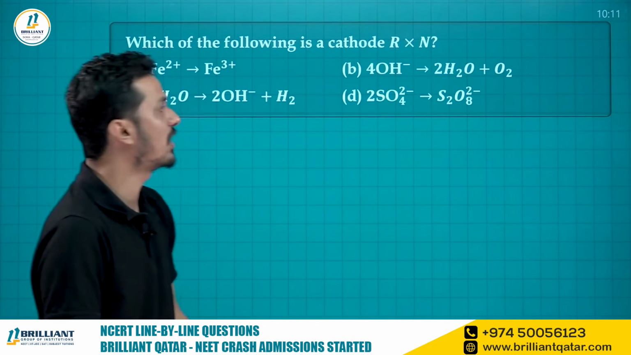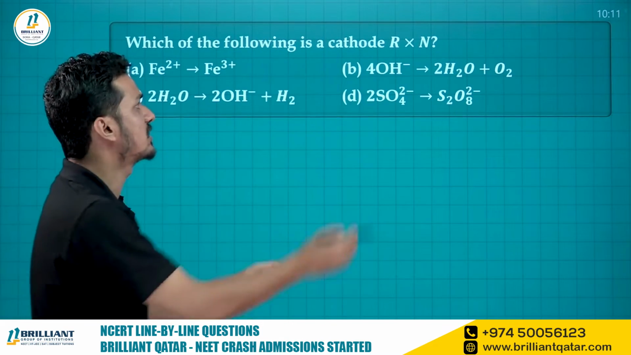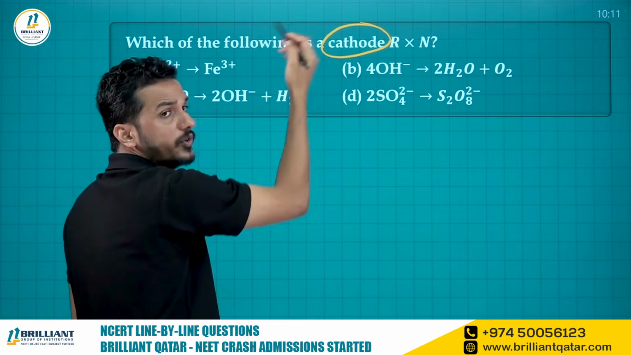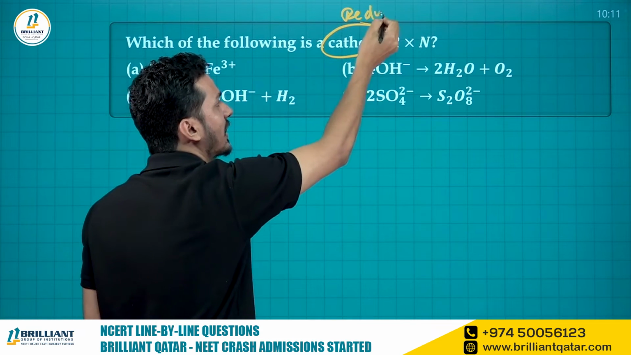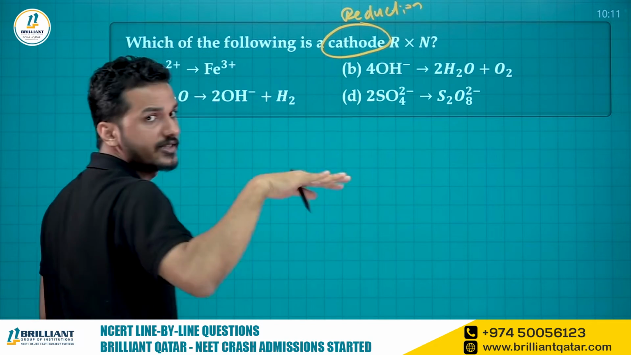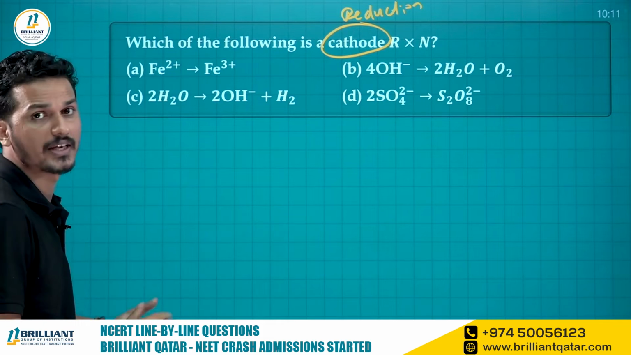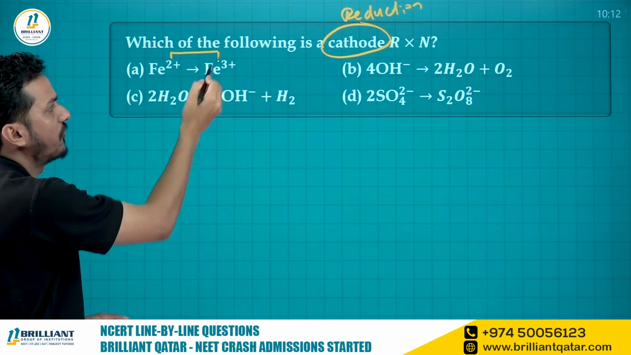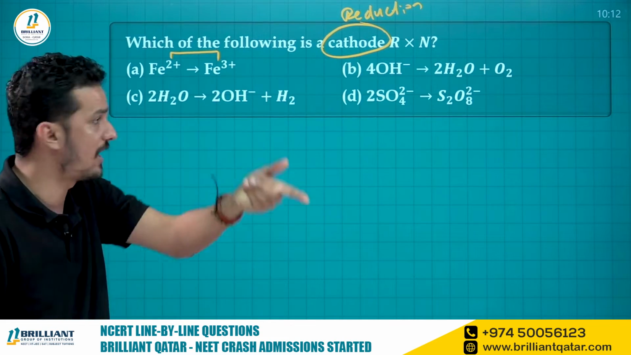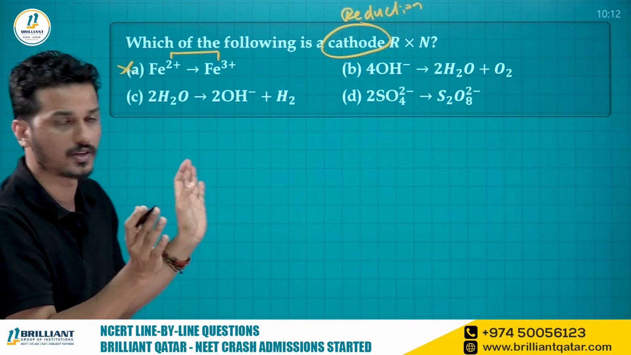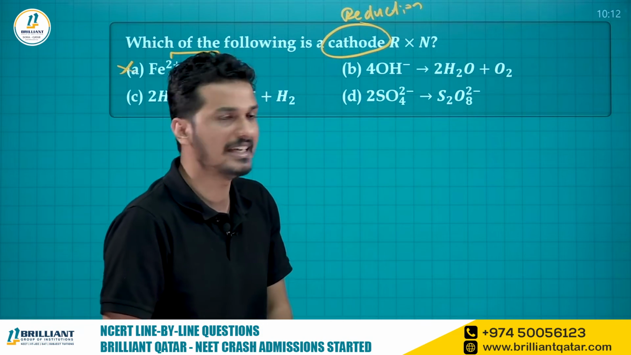This is the next question. What's the question? Which of the following is a cathode reaction? This is the reaction. Cathode means which reaction should occur? Reduction should occur. Reduction means decrease in oxidation number or gaining of electron. We can see Fe2 plus becomes Fe3 plus. Oxidation number is increasing. That is oxidation. That is at anode. Not this one. That option is wrong.